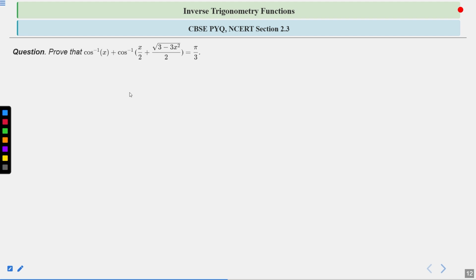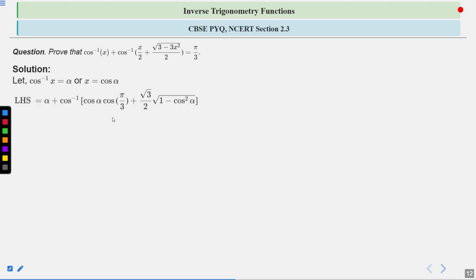So the question says we have to prove that cos inverse x plus cos inverse of x by 2 plus root over 3 minus 3x square upon 2 is equal to pi by 3. So let us move to the solution part. Let cos inverse x equal to alpha. Therefore x will be equal to cos alpha.